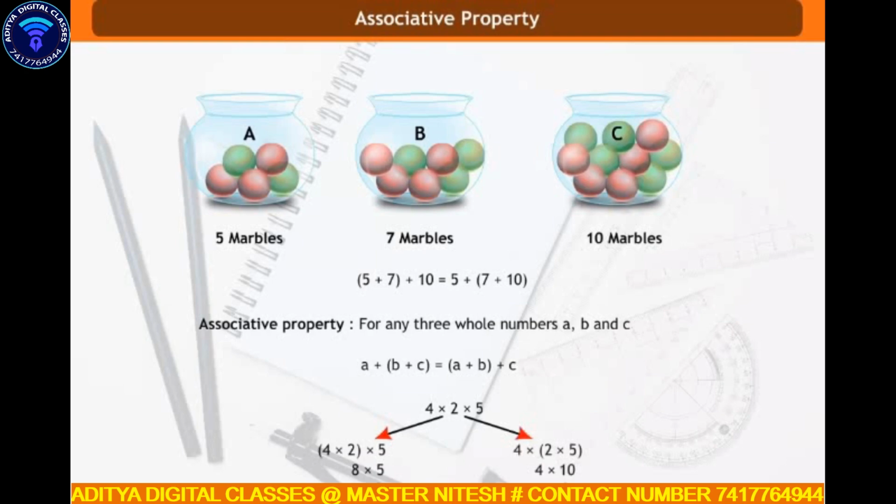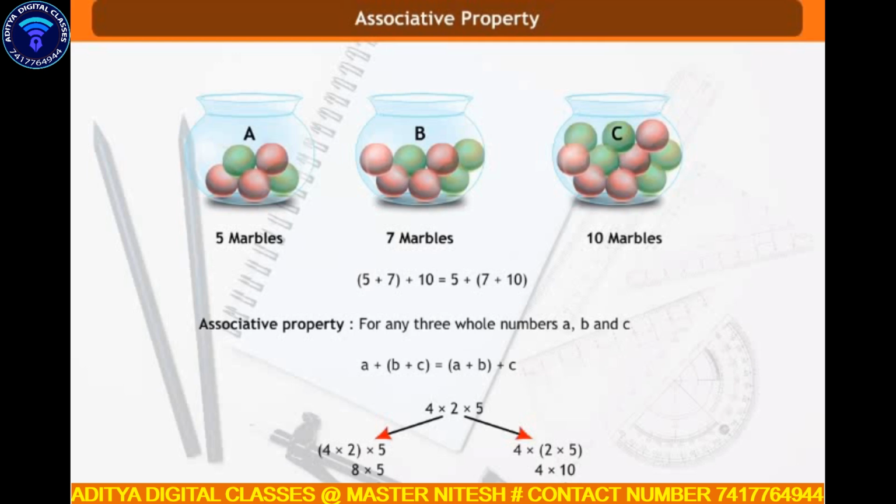Now if we want to find the product of 4, 2 and 5, we can first find the product of 4 and 2 and then multiply it by 5, or first find the product of 2 and 5 and then multiply it by 4. In both the conditions, the result will be the same. This is the associative property of multiplication.